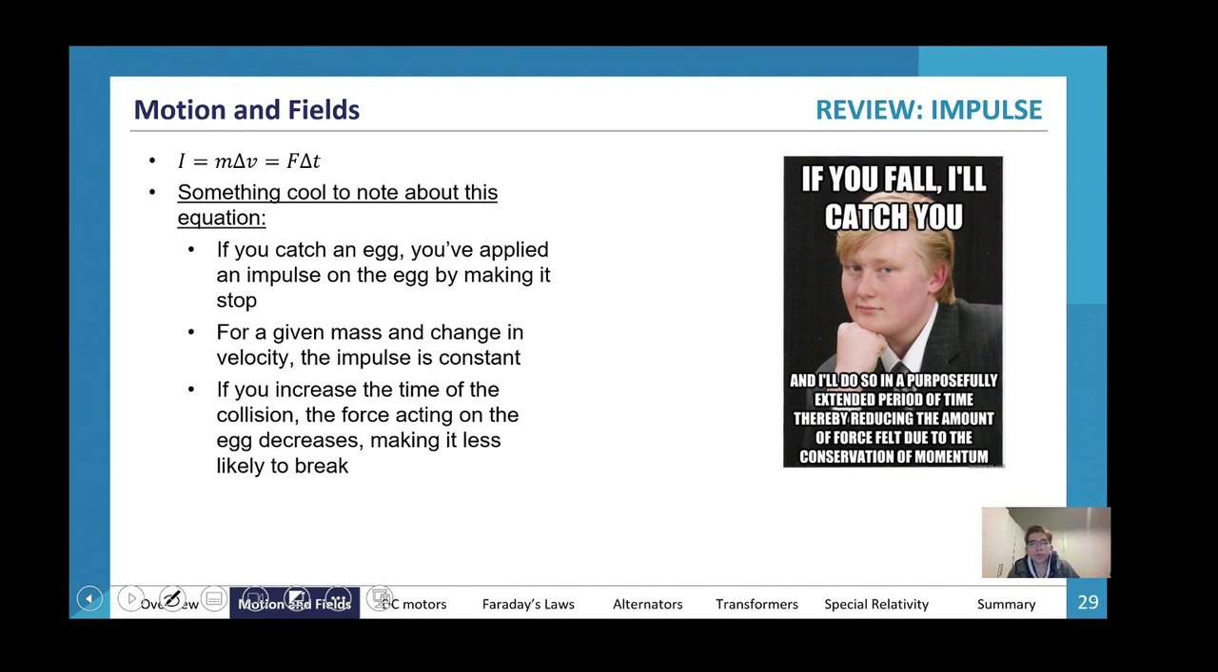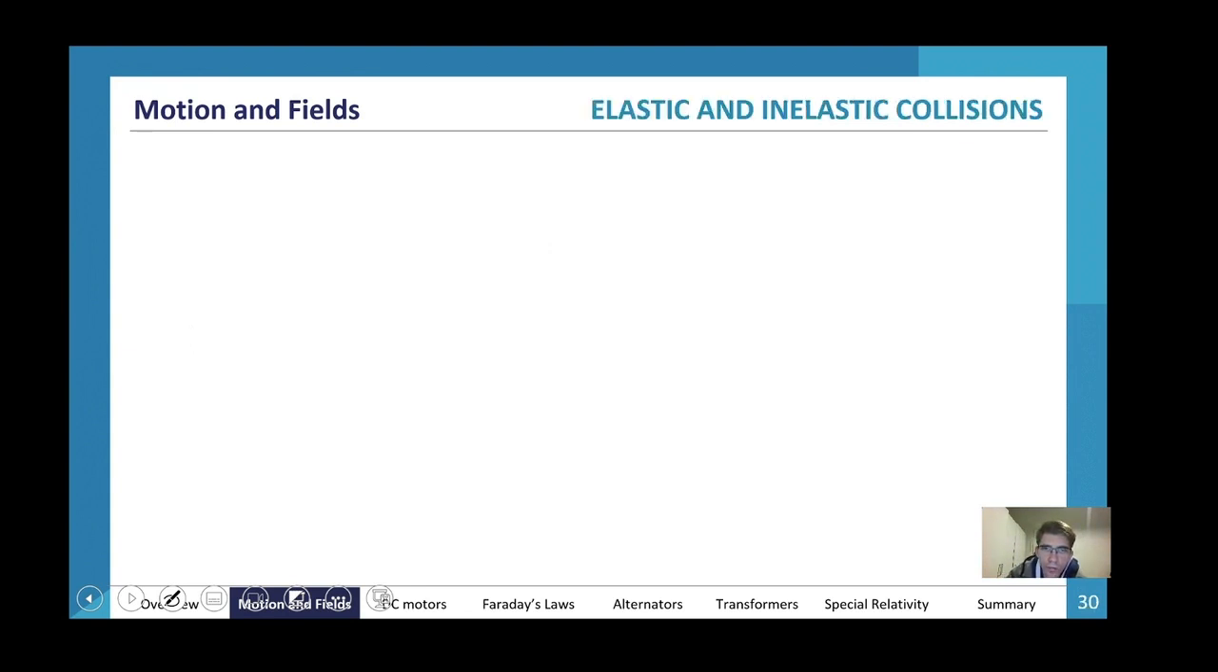So something cool to note about this. If you catch an egg, you've applied an impulse on the egg by making it stop. For a given mass and change in velocity, the impulse is constant. If you increase the time of the collision, the force acting on the egg decreases, making it less likely to break. And I remember back in year 11, this can be done by moving your hand as you catch it, which is cool.